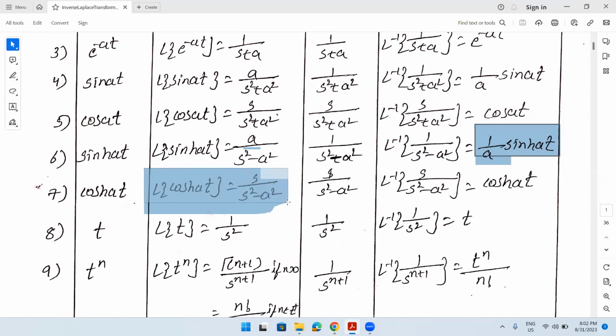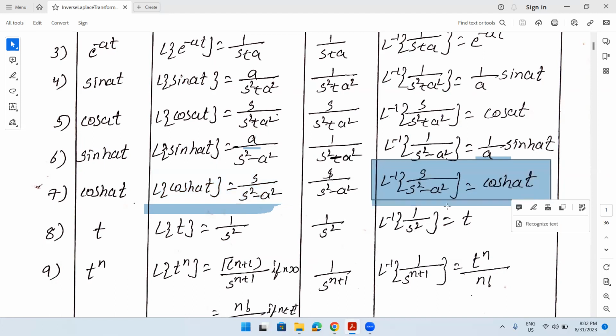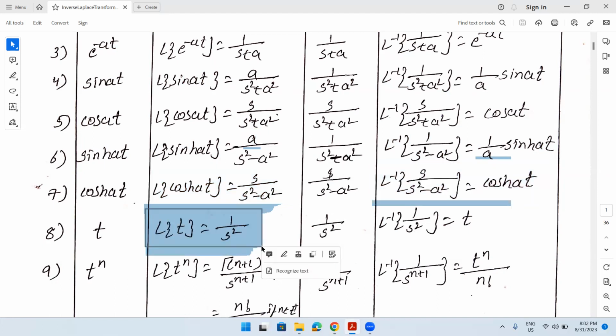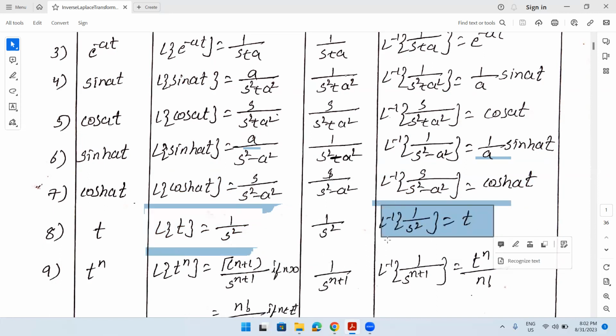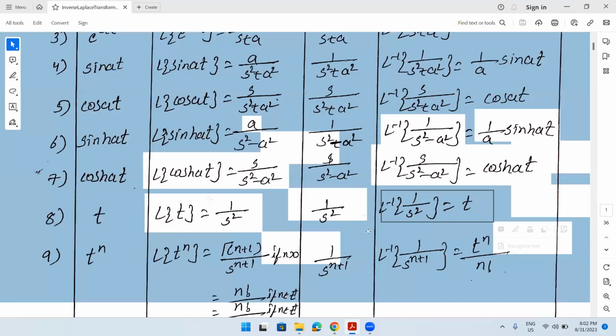So next, the Laplace transform of cosh at is s by s square minus a square. So taking L to the right hand side, we get L inverse of s by s square minus a square is cosh at. The same way, Laplace transform of t is 1 by s square. We have already learned this in the Laplace transform topic. Here, the reverse of this one: L inverse of 1 by s square is nothing but t.